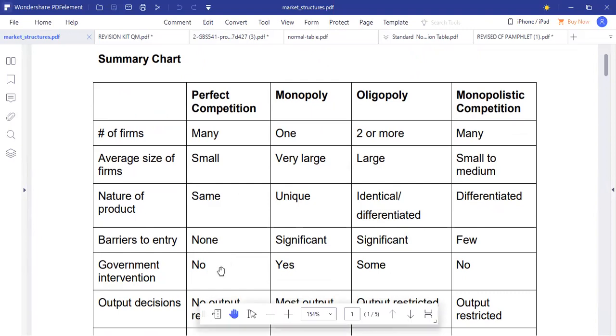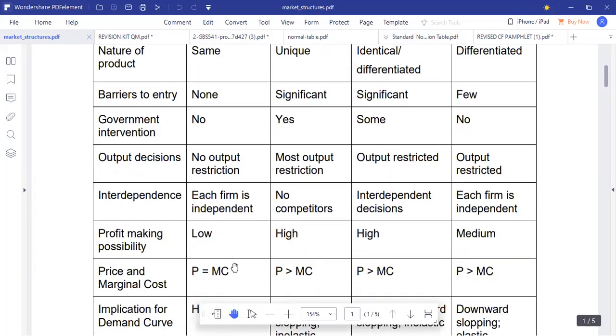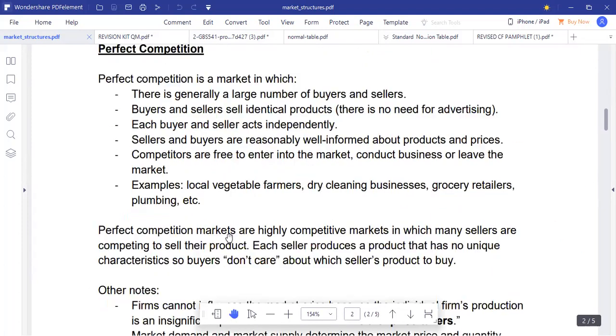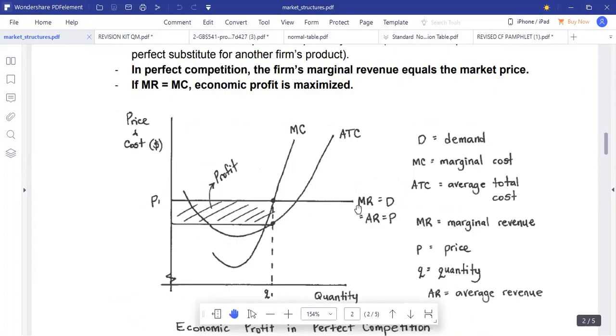Anyone can move in and leave whenever they feel like. Government intervention there is 0. Then there are no output restrictions. You can produce as much as you can, and each firm is independent. They make low profits in the short run. Profit maximization occurs when our price is equal to the marginal revenue, since the price is actually what we call our marginal revenue. So the implication is that the curve is horizontal, as I've shown you. The curve looks like this. Marginal revenue is your demand.